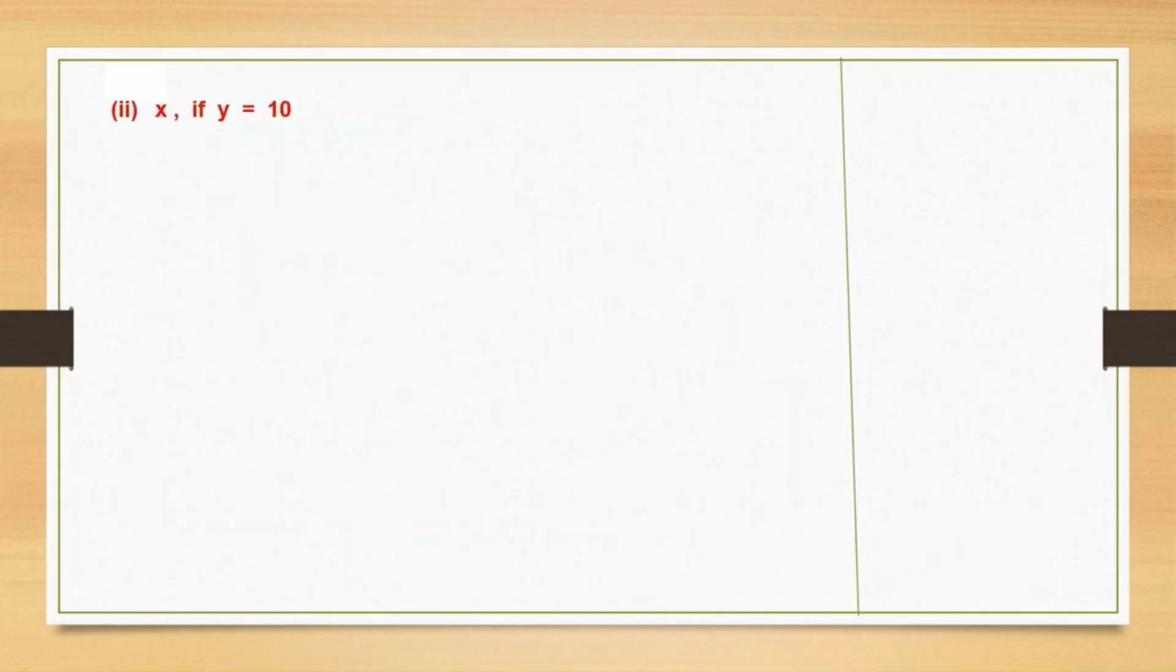Question 2. We have to find x if y is equal to 10. What's given to us in the question is this: 4x plus 3y is to 3x plus 5y is equal to 6 is to 7. From this, we have to find the value of x and substitute y with 10.